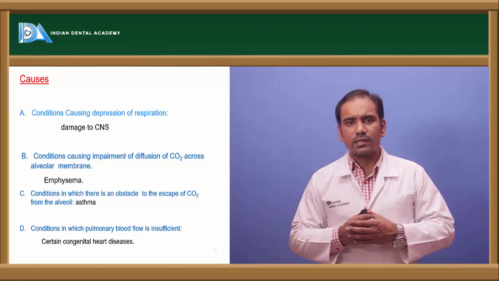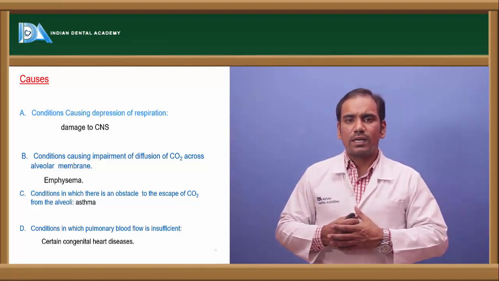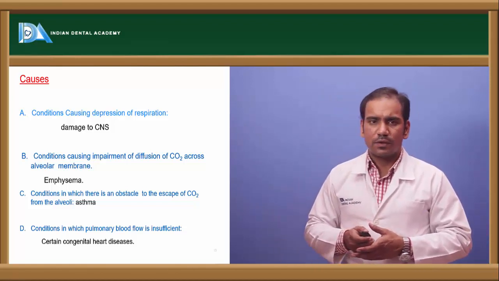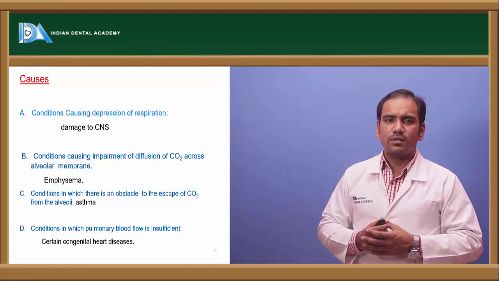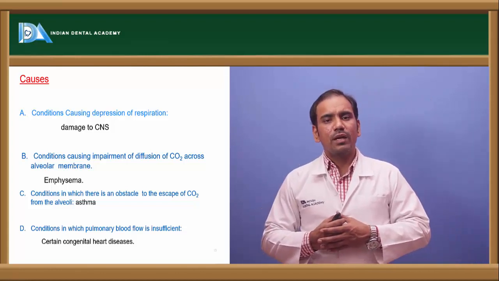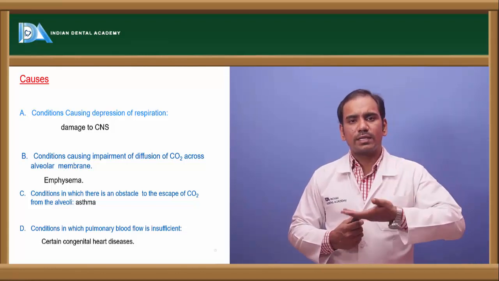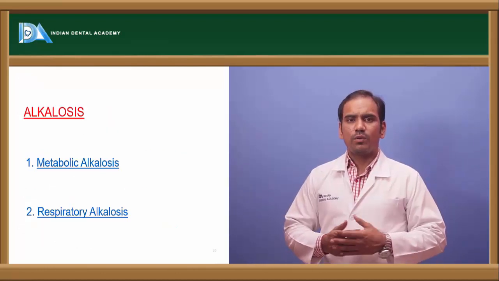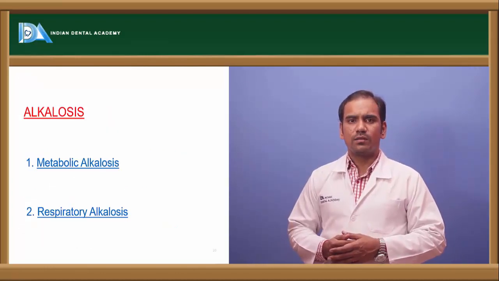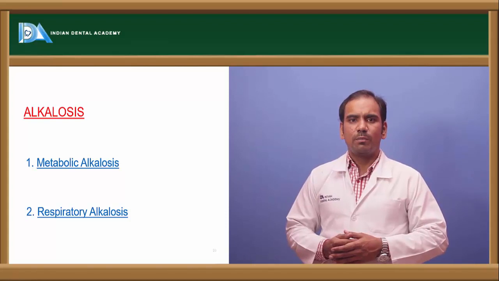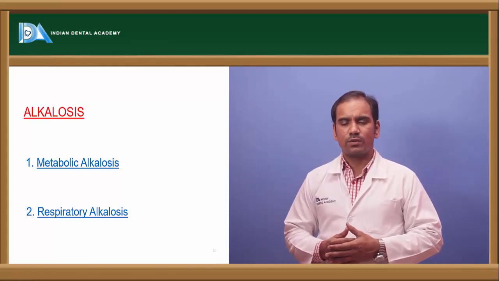So that is in case of certain conditions like congenital heart diseases. So these are the main reasons which are responsible for increasing the carbonic acid level in the blood. So we have seen about acidosis. There are two types of acidosis: metabolic acidosis and respiratory acidosis.